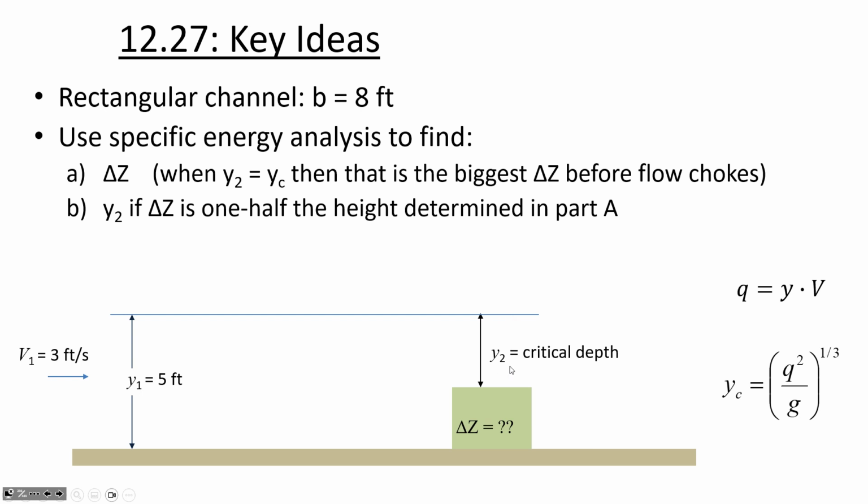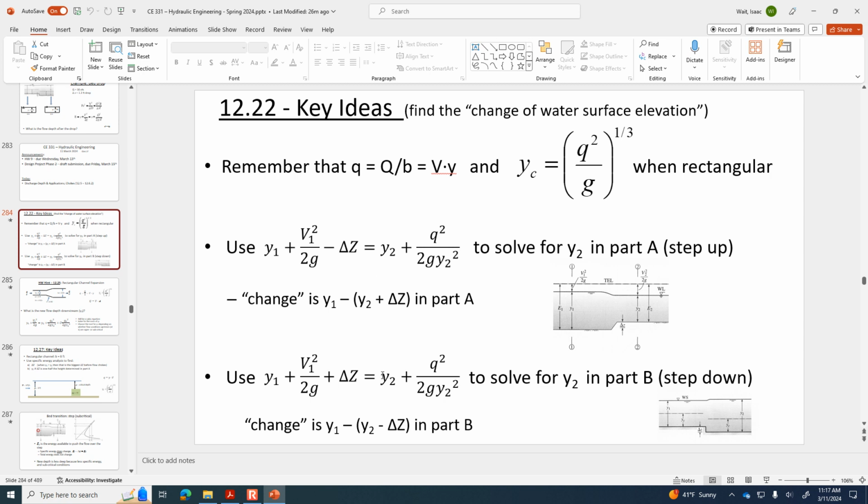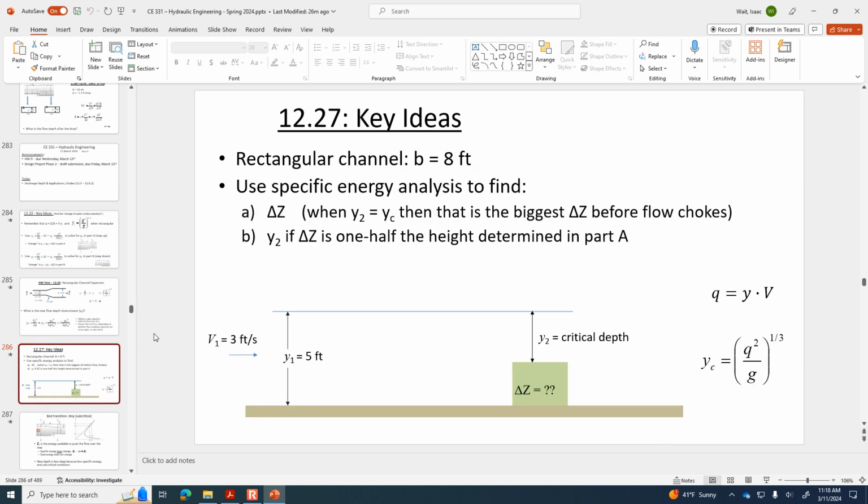So set the depth at 2 equal to the critical depth. And if you look at the specific energy equation, then the only unknown is going to be delta Z. So let me just flip back to this other one. So here is a step up. Here's the formula that we had for a step up. Let me paste this in here.